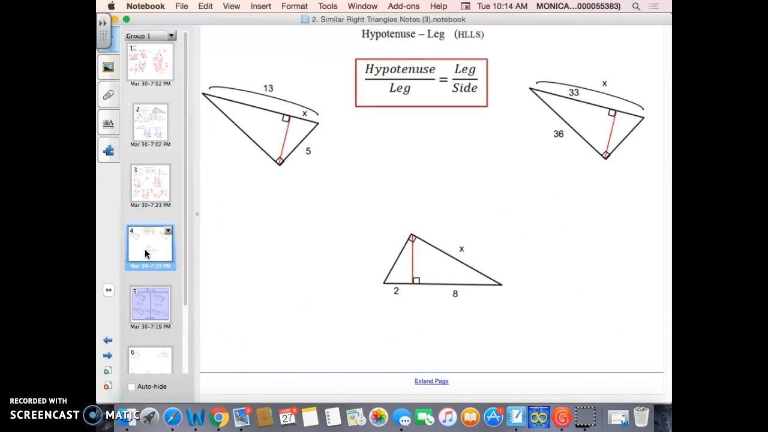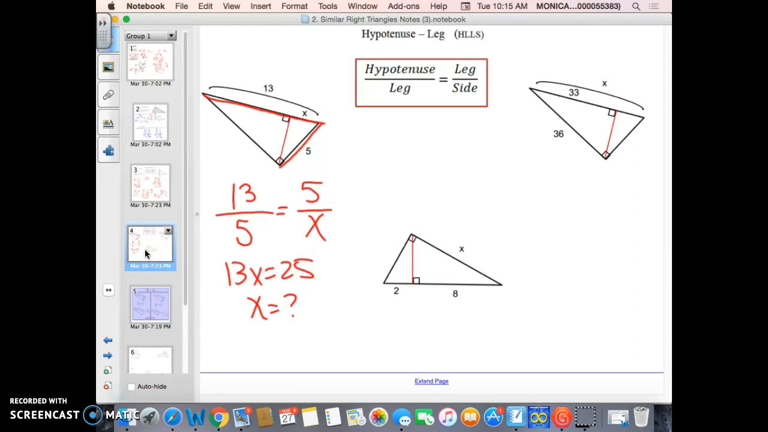So the first thing you're going to do is look at the hypotenuse of the big triangle. All right, so the hypotenuse on the big triangle is this big side right here. So that's my first, 13, over my leg, which is right here. Now that's actually the hypotenuse on the little triangle, but it's the leg we're going to use again over the missing side, which is x. So this would be 13x equals 25, and then you divide by 13 and you get what x equals. And I'm not going to do it because I didn't work it out.